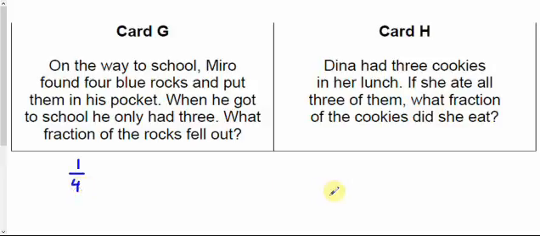Card H. Dina had 3 cookies in her lunch. If she ate all 3 of them, what fraction of the cookies did she eat? She ate all of them. She had 3 and she ate 3. So it's 3 out of 3, equals 1.